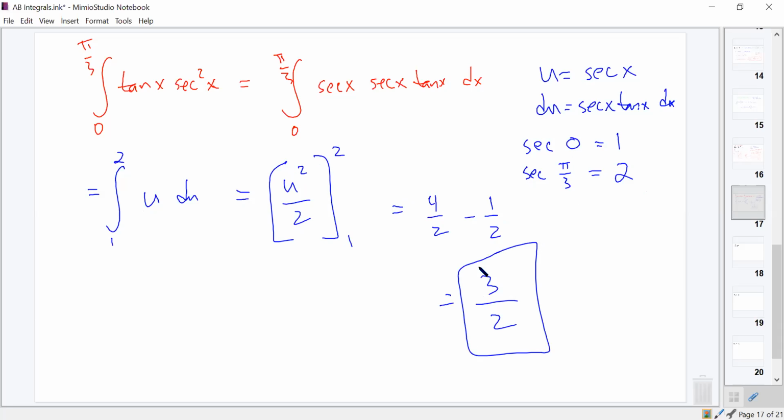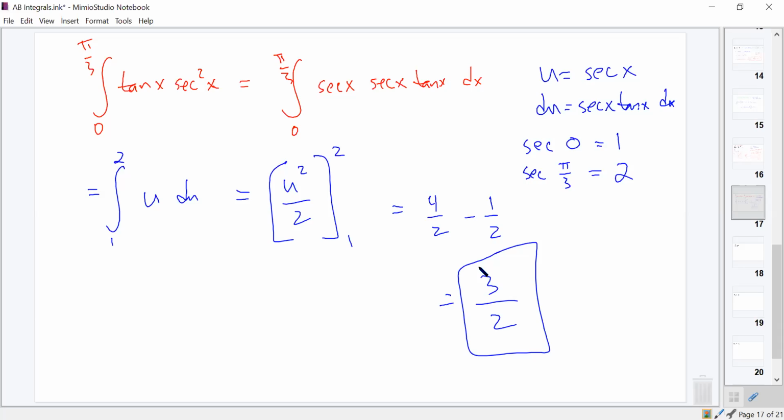So either substitution would have given us the exact same numeric value, which is good because they both look like they should work, so they should give us the same answer. Everybody good there? Yes. All right. Now, I know you're all sick of this tangent x secant squared x problem, but we're not done with it. I'm sorry.